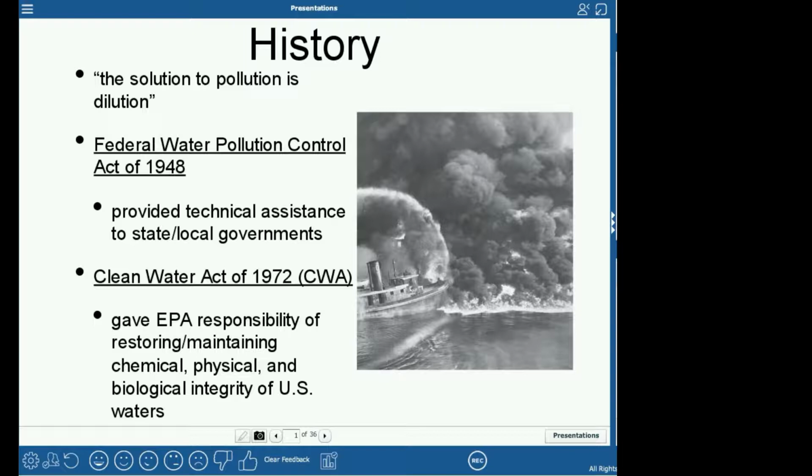So that's a couple of historical water acts. The Federal Water Pollution Control Act of 1948 basically just provided assistance to local governments. And then the Clean Water Act, this is our big one. This is one of those that I would remember. It basically gave the EPA the responsibility of restoring and maintaining the integrity of U.S. waters, whether that was biological or chemical, whatever they needed to do.